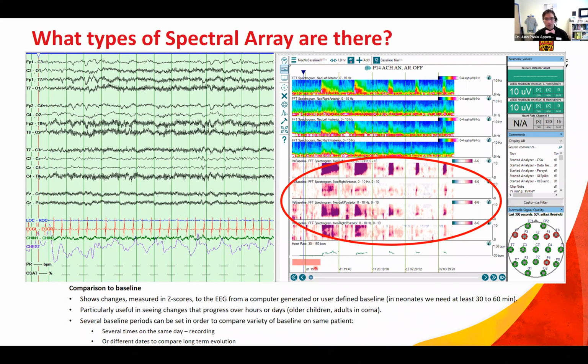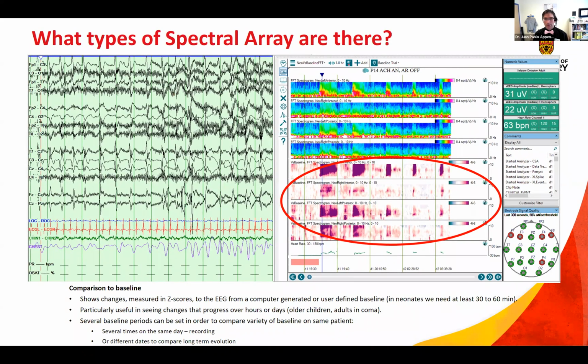And then, comparing with this baseline, you tell the machine, okay, tell me if anything is different from this half an hour or hour, and the machine tells you, okay, I can see something different here. I don't know what it is. You have a look, it's your problem. But I can tell you that it's exactly there, and it's on the left hemisphere more than the right.